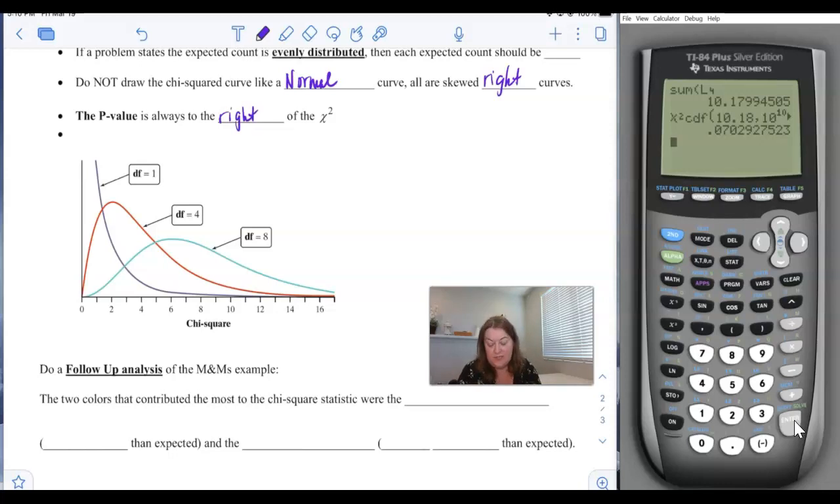Okay, so you'll notice when the degree of freedom is very, very small, it doesn't even look like it has a hill. Right around 2, it switches to the hill, and the peak of that hill is really close to 0, and then it starts moving over and flattening out the further out it has to go. All right, so follow-up analysis.